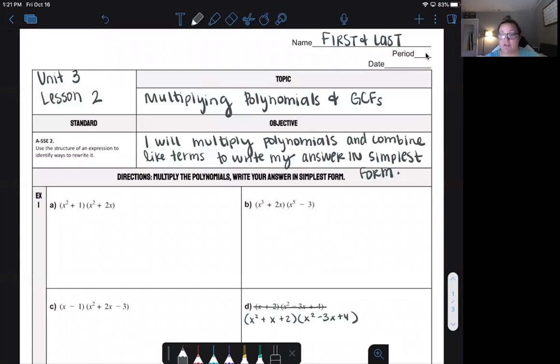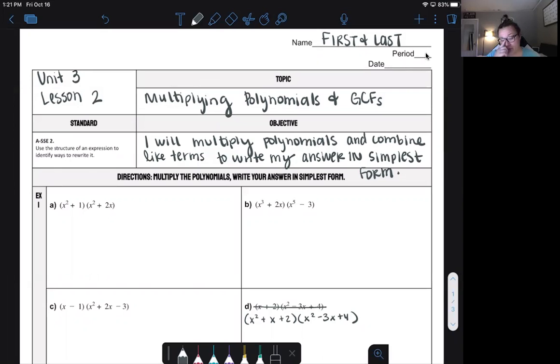Don't forget to put your first and last name, period, and the date in the upper right-hand corner. Today's topic is multiplying polynomials and finding greatest common factors, or GCFs. Today's objective is I will multiply polynomials and combine like terms to write my answer in simplest form.